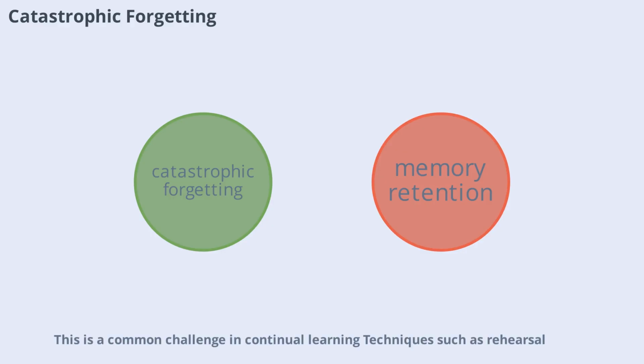This is a common challenge in continual learning. Techniques such as rehearsal, regularization, and architectural changes are used to mitigate this problem. By addressing catastrophic forgetting, models can maintain their performance across multiple tasks and adapt to new information without losing valuable knowledge.